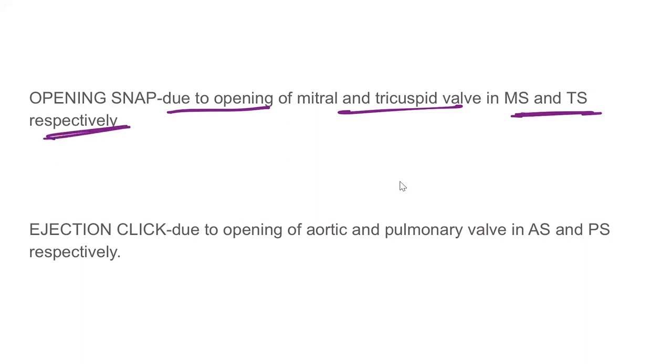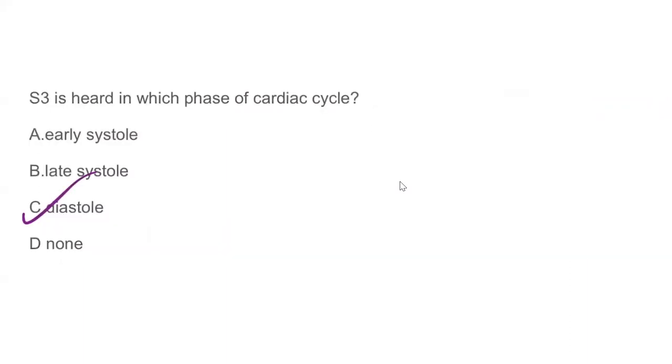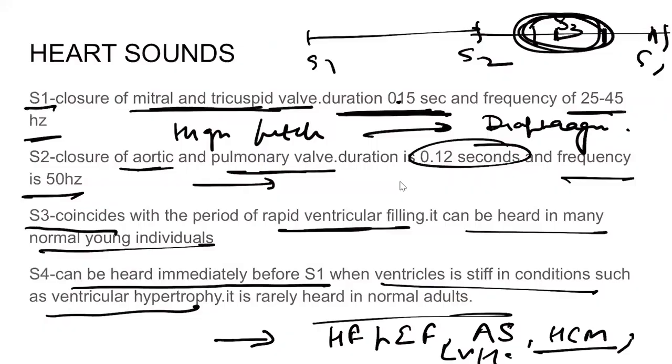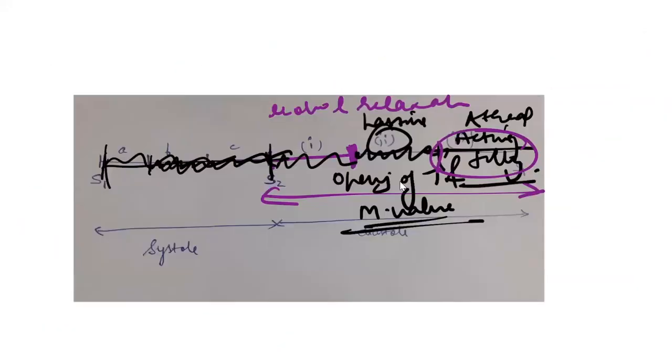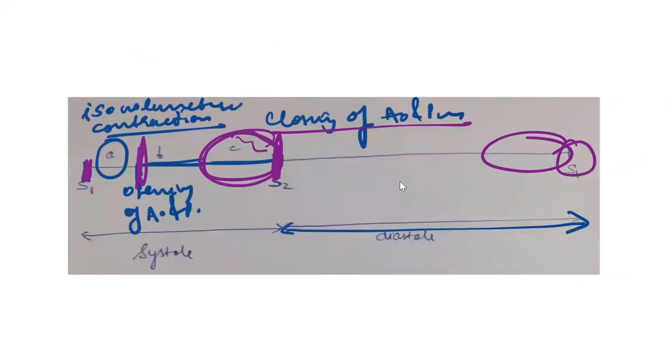So basically we have already discussed that whenever the valve closes, it produces sound. So S1 is because of closure of mitral and tricuspid valve, while S2 is because of closure of aortic and pulmonary valve. But in pathological conditions like MS and TS, we can also listen to the sounds that is opening of mitral and tricuspid valve, and these are known as opening snaps. So in this diagram, we can know that at this point, mitral and tricuspid valve open. So this is the point where opening snap is.